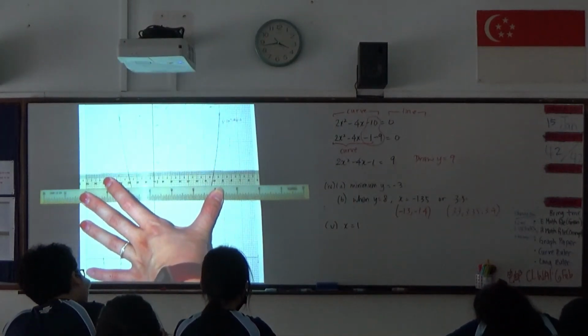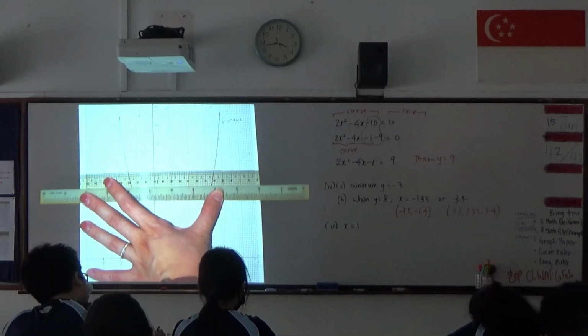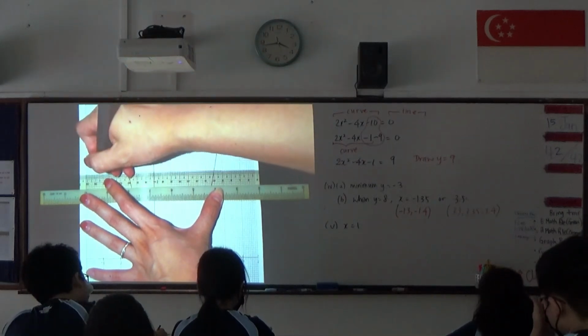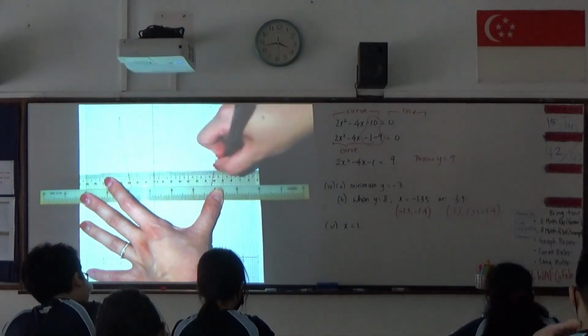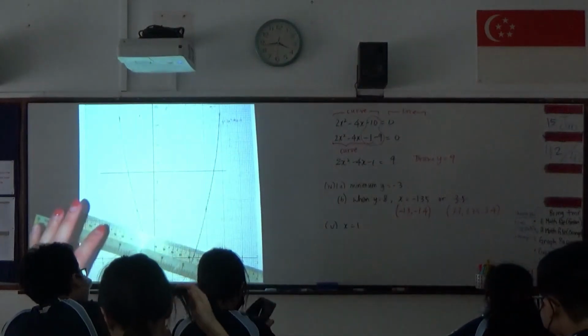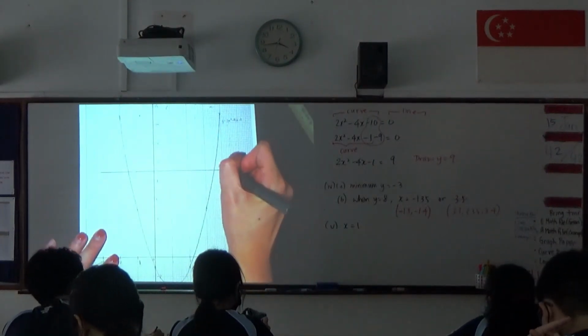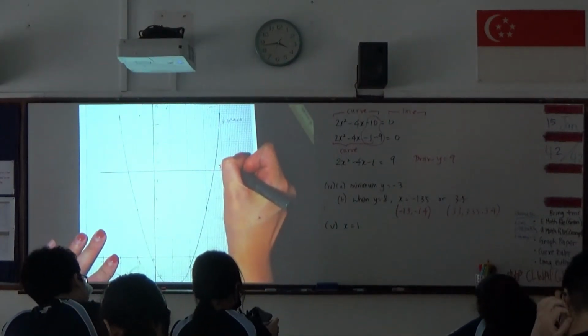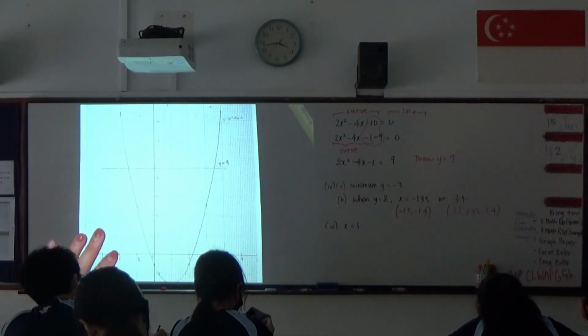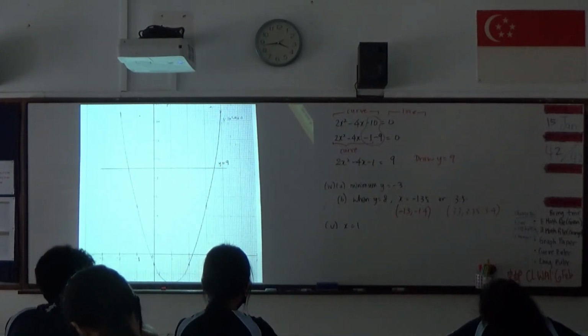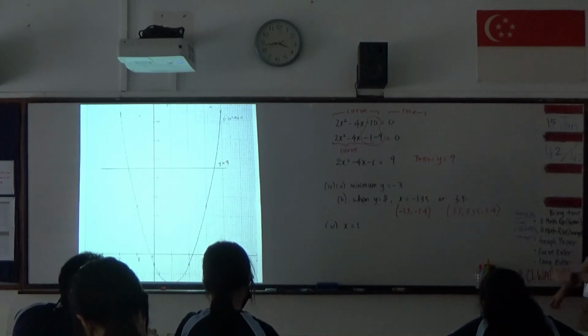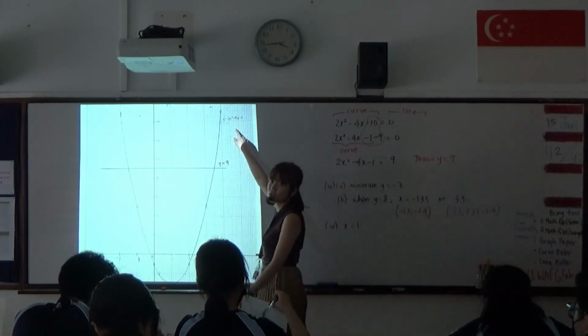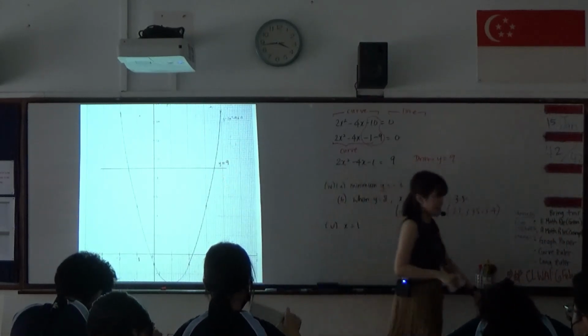Not sure where the x is. Okay, so y equals 9. Make sure that if you were to draw a new line, you label it. Likewise, the curve, you also got to label the equation.